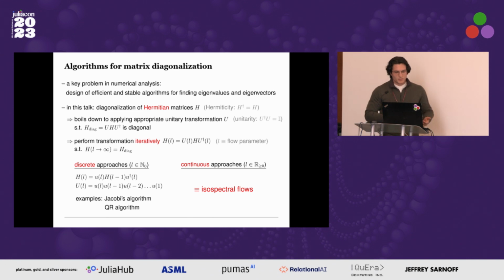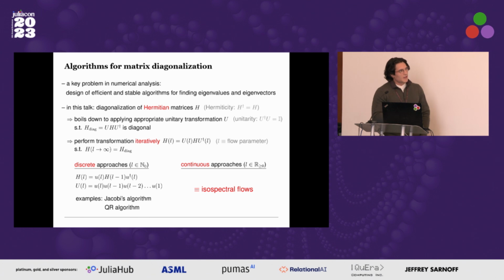Now, typically, we perform this transformation in an iterative fashion, and here L denotes this flow parameter, which labels each of the iterations. And what we want is that as this iteration number L goes to infinity, we end up with the correct diagonalized Hermitian matrix. Traditional methods such as Jacobi's algorithm or the QR algorithm perform this transformation in discrete steps. So here L is an integer.